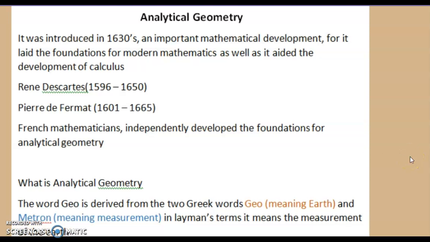Firstly, as background and introduction, I would like to say trigonometry was introduced in the 1630s and it is important in mathematical development. It laid the foundations for modern mathematics as well as aided the development of calculus. René Descartes, 1596 to 1650, as well as Pierre de Fermat, 1601 to 1665, were French mathematicians who independently developed the foundations for analytical geometry.